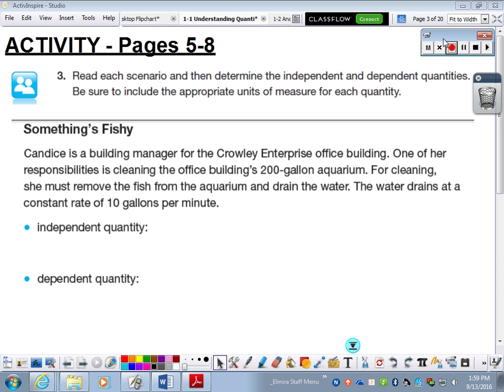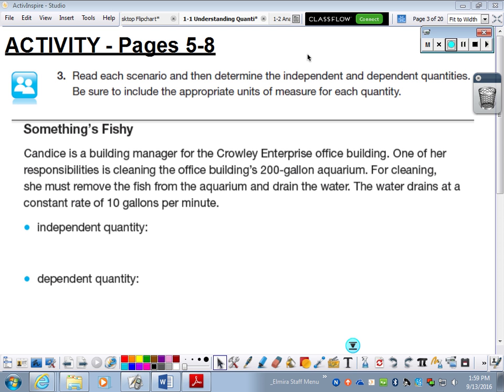Hello, welcome to this second video for lesson 1-1 for algebra. Yesterday we talked about independent and dependent quantities, or variables you might be used to calling them in your science class. And we're just going to expand on that, and we're going to look at some graphs and some characteristics of graphs to match the situation.